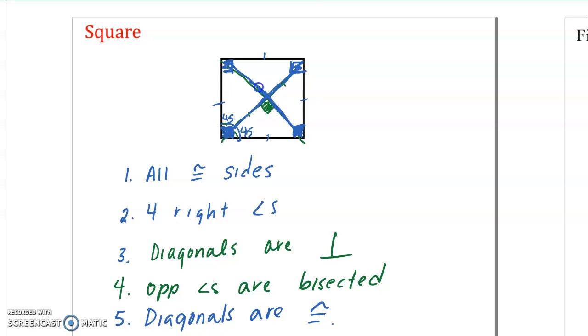So these diagonals are also going to be the same in length. It is, like I said, the three properties of a rhombus and the two properties of a rectangle pushed together, and that's what makes a square.